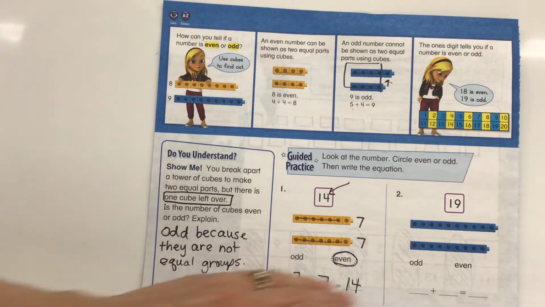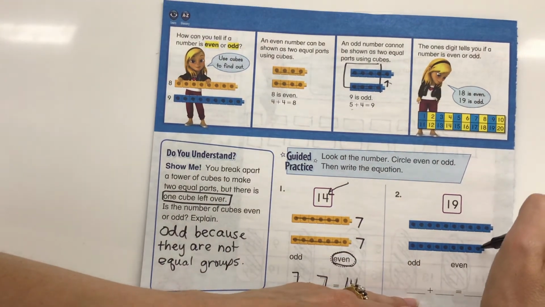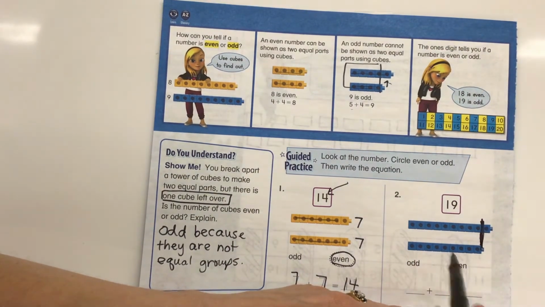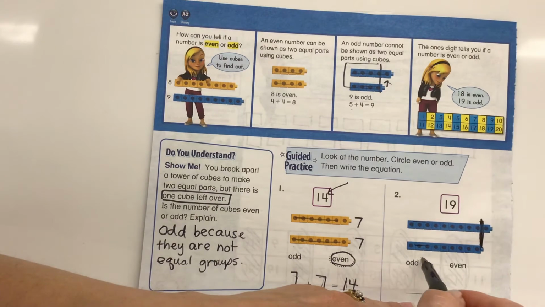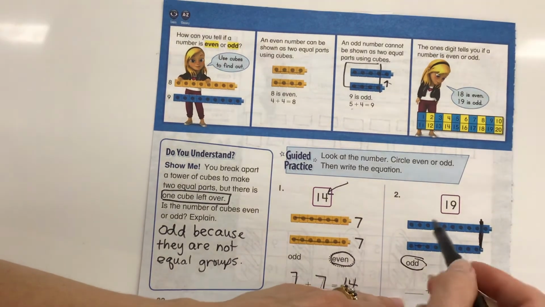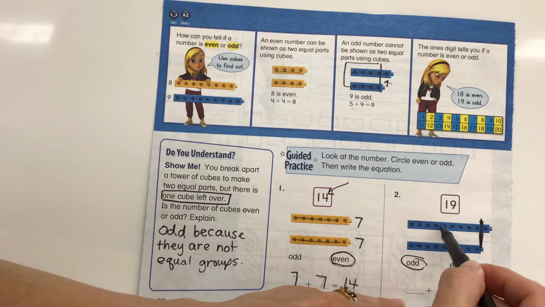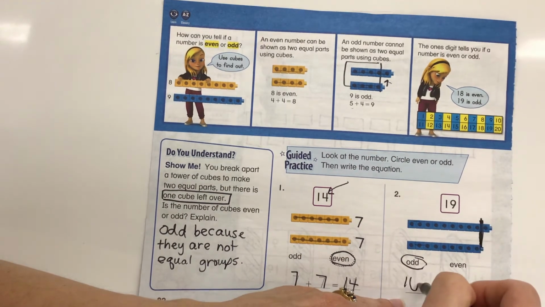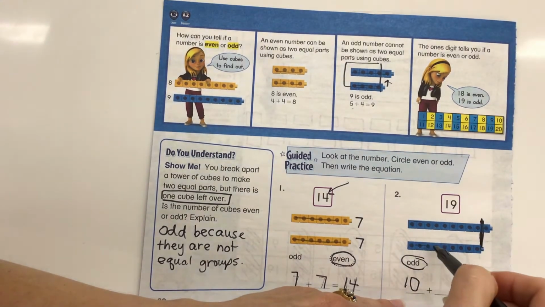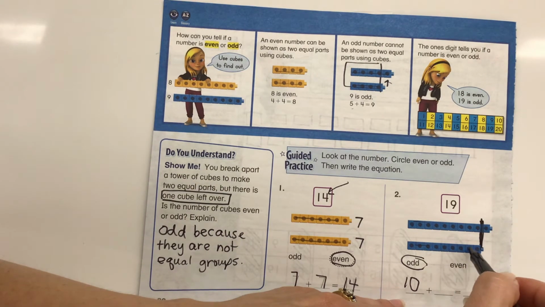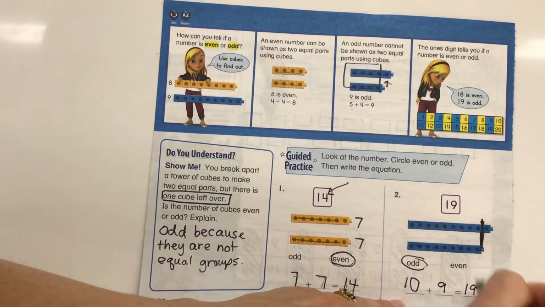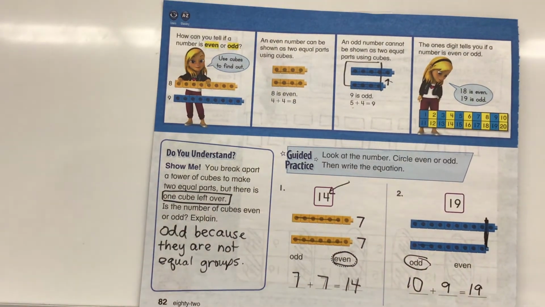It's an even number. Now this is 19 just by looking at this. Look, I can tell they're not even numbers. These are not even. It's going to be an odd number. Now let's see how many we have. We have 1, 2, 3, 4, 5, 6, 7, 8, 9, 10. And 1, 2, 3, 4, 5, 6, 7, 8, 9. 10 plus 9 equals 19.